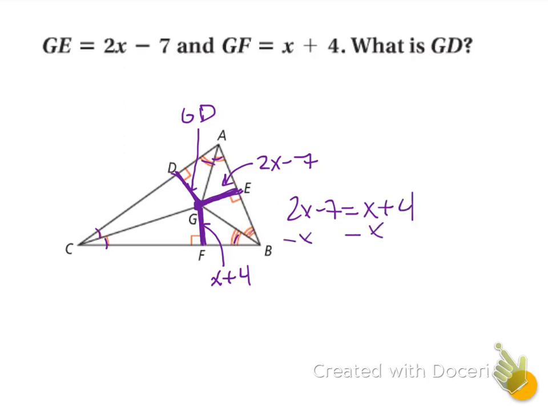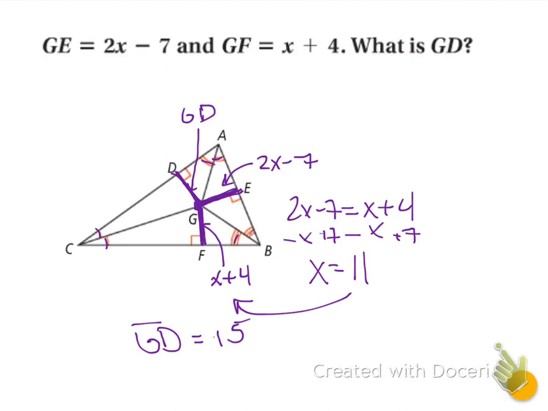So let's go ahead and subtract x and add 7 at the same time. So I will get x equals 11, but I want to know what GD is. So I need to figure out what one of these lengths are so I can plug it in. So if I plugged it into this one, since they're congruent, they should all be the same. So if I plug it in, I should get 11 plus 4, which would give me 15. So GD should be 15 because they should be equidistant, which means they are the same.